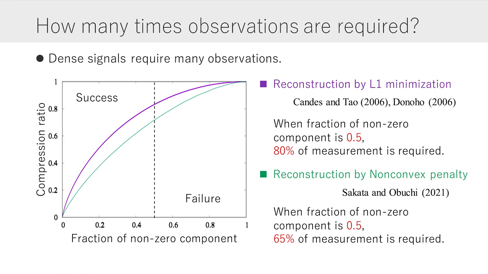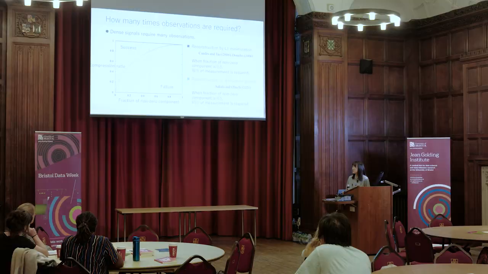For example, if we focus on the point 0.5 of the fraction of non-zero components, we need 65% of measurement. So compared with the L1 minimization, the gap is 15 points. So we can reduce the number of measurements further. Okay. This result indicates the importance of statistical inference to improve some kind of technology.